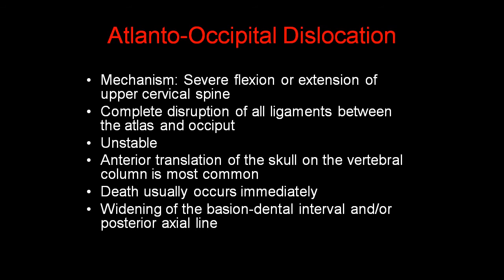Atlanto-occipital dislocation is caused by severe flexion or extension of the upper cervical spine. It results in complete disruption of all the ligaments between the atlas and the occiput. It is highly unstable. The anterior translation of the skull on the vertebral column is the most common pattern. Death usually occurs immediately, and there is usually widening of the basion dental interval and/or the posterior axial line, which we just learned about.